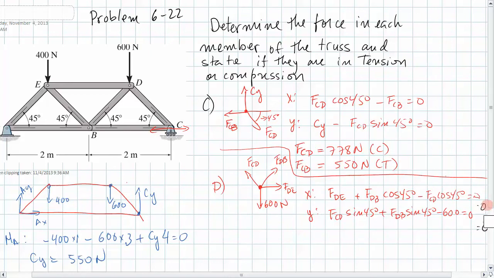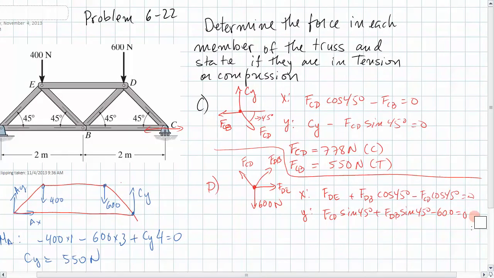Okay, and therefore that is my solution. And now I can go ahead and solve for these two. And if I do that, I get that FDB is equal to 70.7 newtons, and that'll be in compression.